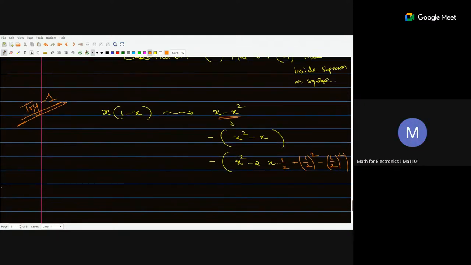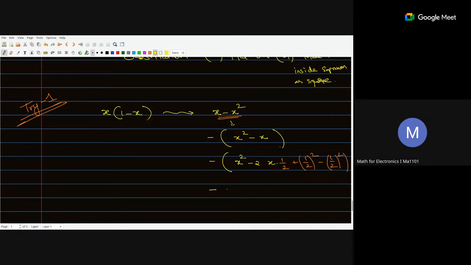Sir, why are you multiplying by 2 and dividing by 2? Because I need something like a square minus 2ab, right? The 2 also should be in my term. So if I need 2 here, I should also multiply by 1 by 2 so that it will be cancelled out and I will have minus x. Completing the square method, sir.